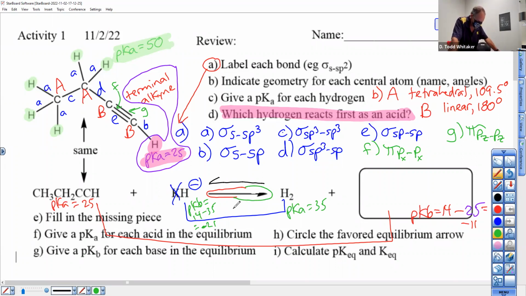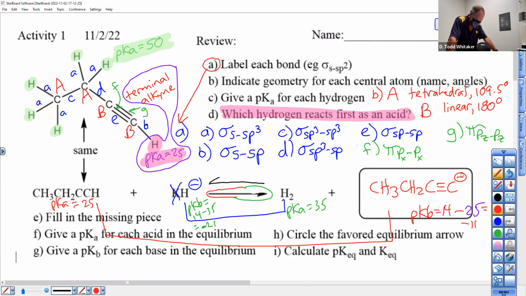And basically, you're just going to draw me the conjugate base of the species listed there. Don't take any of those H's off. Their pKa is 50. Don't take any of these H's off. Their pKa is also 50. Don't forget H plus off, leaving a minus behind. There you go. So we gave pKa's for the 2 acids, we gave pKb's for the bases.